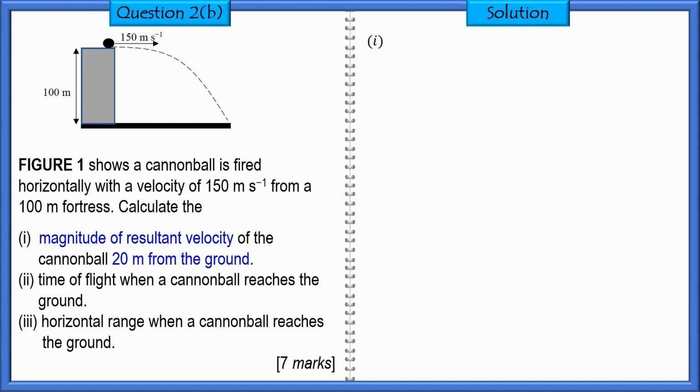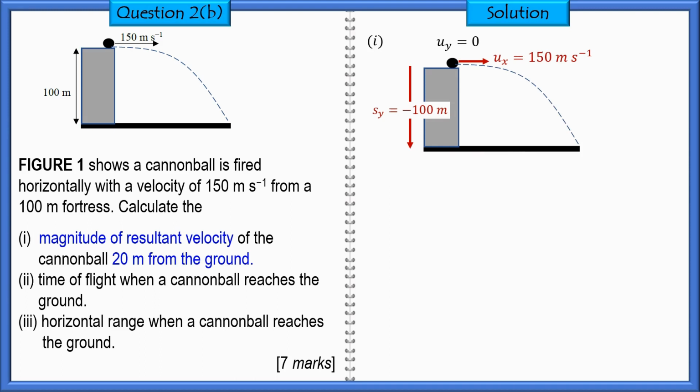For question number 1, we need to calculate the magnitude of resultant velocity of the cannonball 20 meters from the ground. So where is the position of 20 meters from the ground? Referring to the diagram, the 20 meters from the ground also represents the negative 80 meters from the top of the fortress, or from the position where the cannonball is fired, as shown in the diagram. And we want to calculate the magnitude of resultant velocity at that point. So to calculate the magnitude of resultant velocity, you need to know the vx and vy.